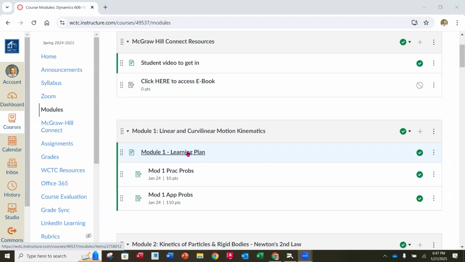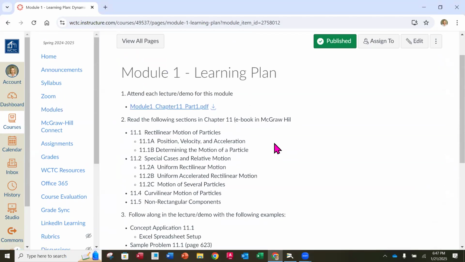So first of all, let's look at our learning plan. The learning plan here is the stuff that we're going to be doing in our lecture time. At the top here, it says attend each one of our lecture/demos for our module. The first PowerPoint I have out here is the one that we're going to be doing this evening. I'll have a part 2 once I know exactly how far I get here.